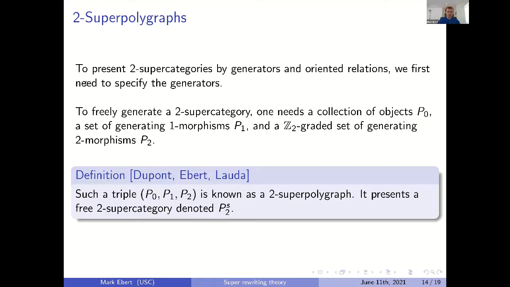Our set of generating two morphisms will be Z2 graded, and it'll have parity 0, parity 1. And basically the triple P0, P1, P2 is called a two super polygraph. We can think about it as presenting a free two supercategory. It's freely generated with objects, generating one morphisms and generating two morphisms, given by P0, P1, P2.